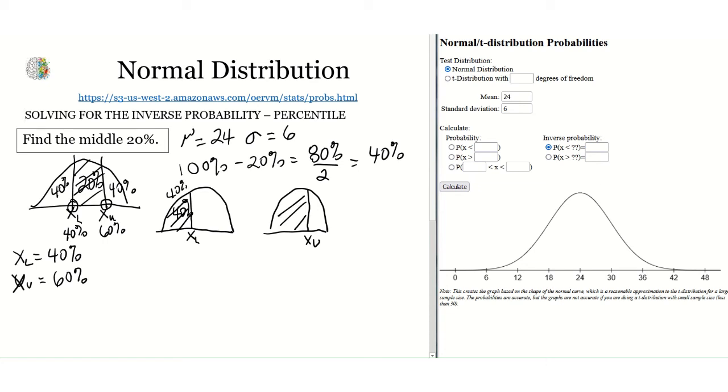So this is 40%, and this is 60%. So I'm going to solve for those two, and then I'm going to take the difference between the upper and the lower, and that is going to give me my middle 20%. So this is what I'm solving for. So let's go ahead and put in my calculations. For my lower, to get that lower boundary, I'm going to get the probability that X is less than my lower boundary, and I'm going to set that equal to 40%.